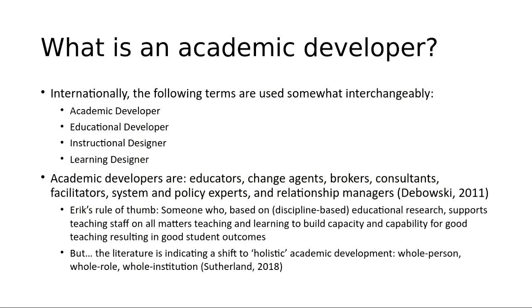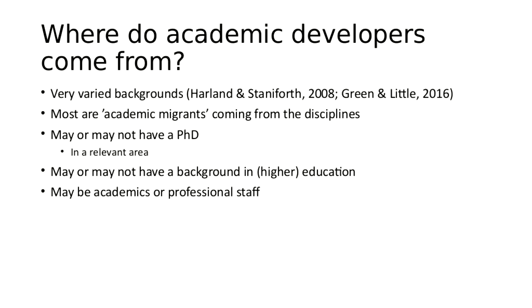So, who we are. Tony Harland and his colleagues did some study on where academic developers come from. And it's basically all over the show. Most of us are academic migrants coming from a discipline. In New Zealand, most academic developers will have a PhD, but not necessarily a PhD in education. It might be a PhD in the sciences, in the arts, but all of them are interested in higher education, research, and teaching and learning.